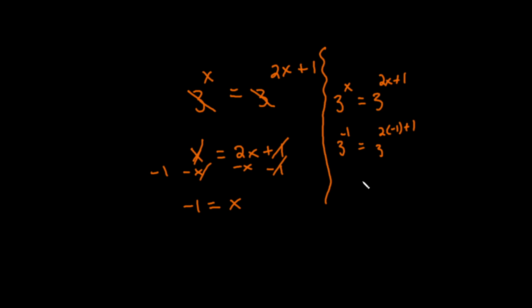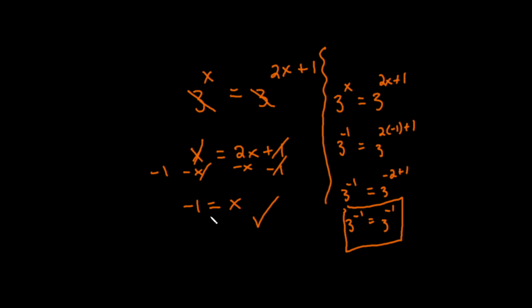And they both should be the same. So 3 to the -1, we're just going to leave it as 3 to the -1 for now, is equal to 2 times -1 is -2. Then we have plus 1 in the exponent. So we have 3 to the -1 is equal to 3 raised to the -2 plus 1 is -1. So look, they are exactly the same. So we know this answer is right.